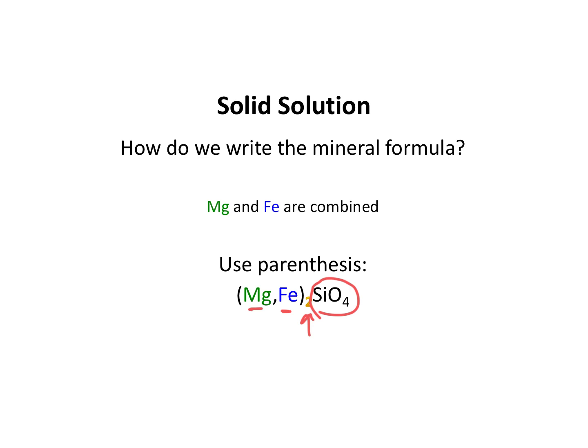So whenever you see parentheses in the chemical formula of a mineral, what it's telling you is that those ions that are inside the parentheses can vary just a small amount.